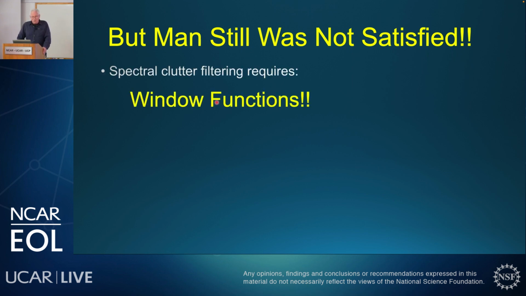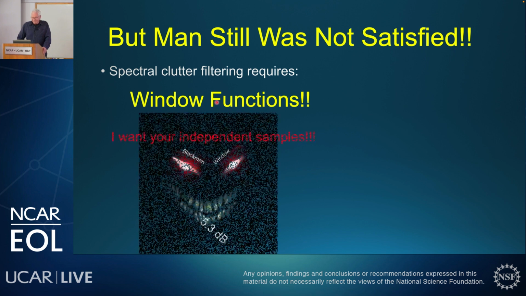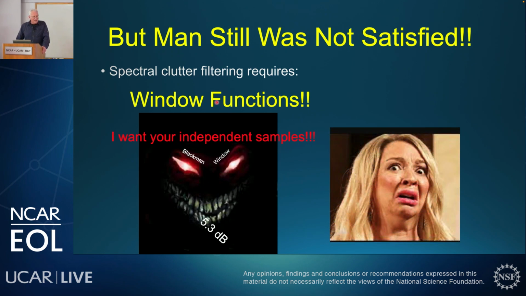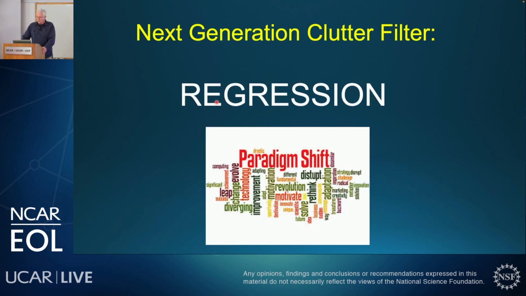Spectral clutter filtering requires window functions. And there is the window function monster, and he's saying, I want your independent samples, because that's what he does. He eats up your independent samples. And in fact, using a Blackman window, which is required on clutter filtering, you lose 5.3 dB of your signal. And that's a lot of signal to lose. What would you do to get 5.3 dB more in any of your instruments that you work with? That would tremendously improve your data quality. So not a pretty sight. And so we need to come up with a better solution here.